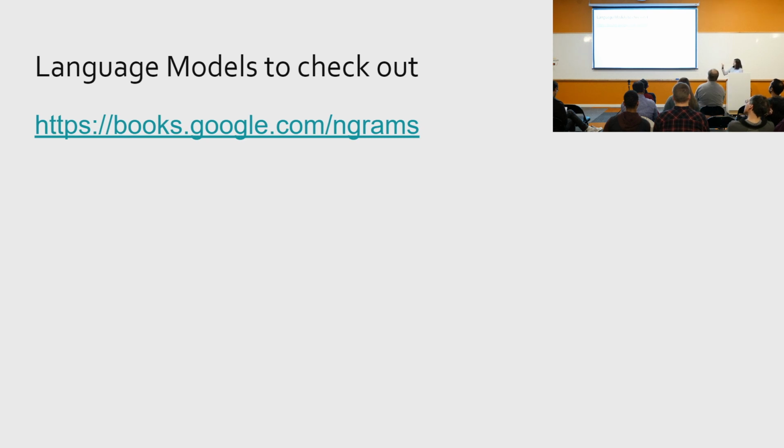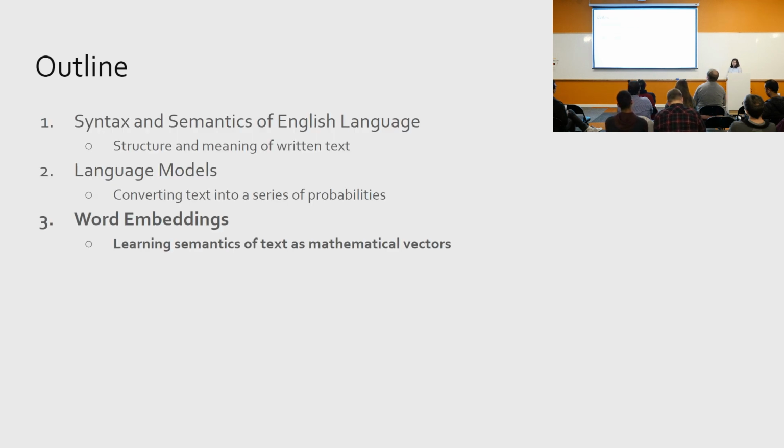Language models to check out: the Google Ngrams. They've looked at a lot of books and come up with these Ngrams which are free to use and free to download and work with. Okay, so we talked about syntax and semantics. We talked about language models. And the final aspect of the talk is about word embeddings. Any questions so far about language models? Okay, I'll have the slides up after the talk, probably tomorrow morning. So if you are looking for any of the links, feel free to grab them.